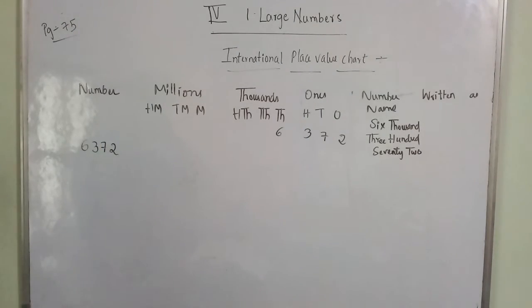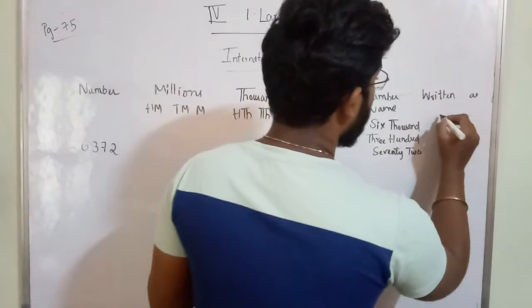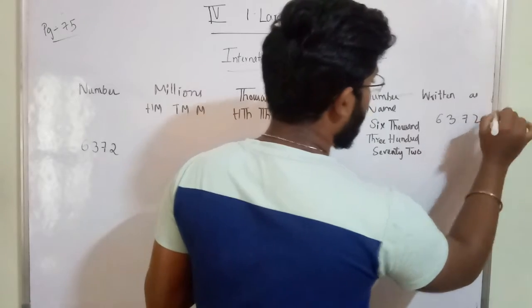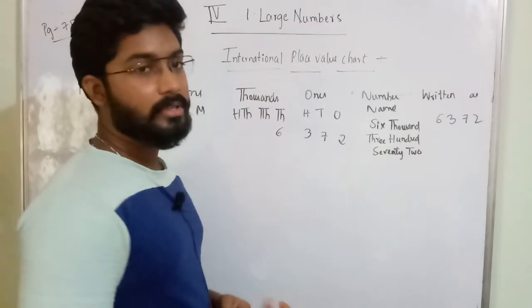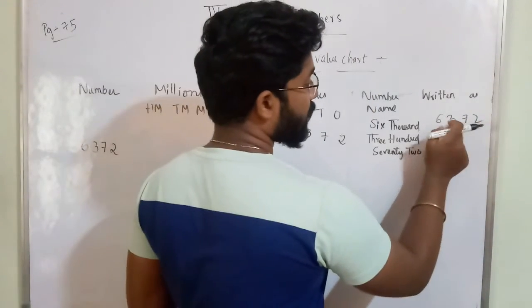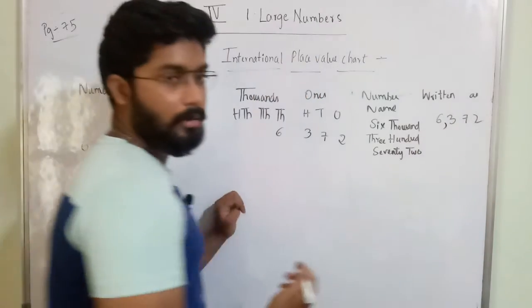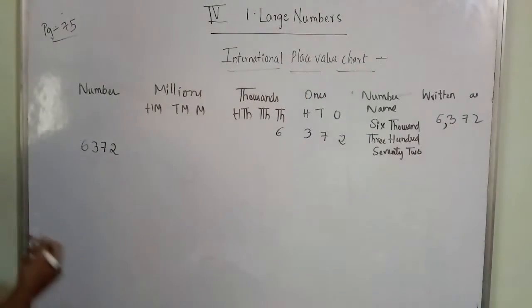6,372 is the number. Okay, how can you separate this? 6372 is there. So after 3 digits put one comma. Okay, so that is 6,372. Next number.